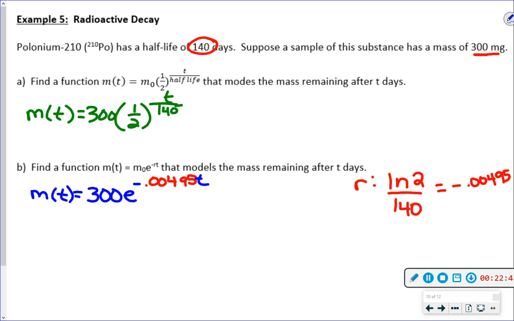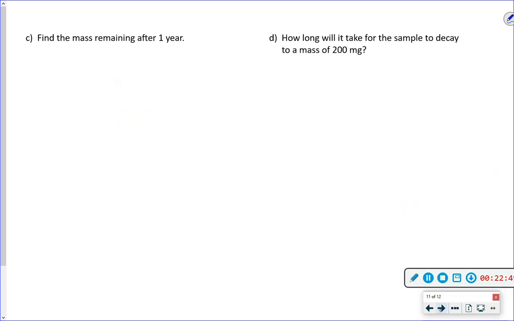Okay, now we're gonna use these in C and D, obviously, which I couldn't fit all in one slide, so here we go. Find the mass remaining after 1 year. Okay, first question for you. Now, they're scaling this with the previous problem in days. Okay, big deal. How many days are in a year? 365. So that's the first little note I'm gonna make.